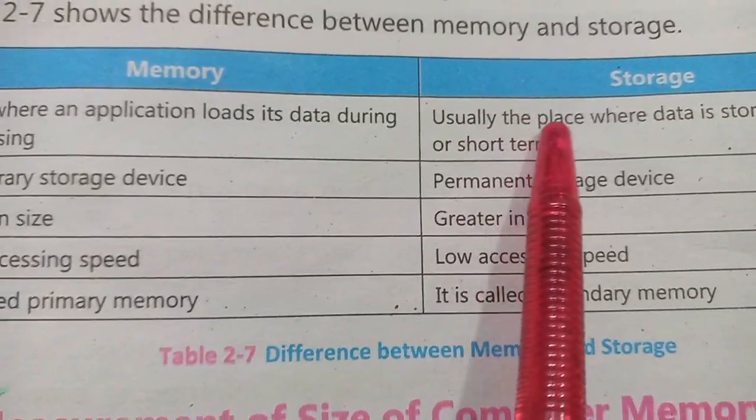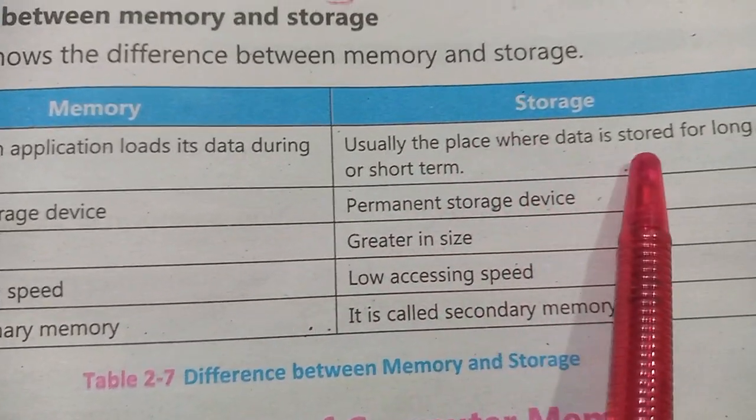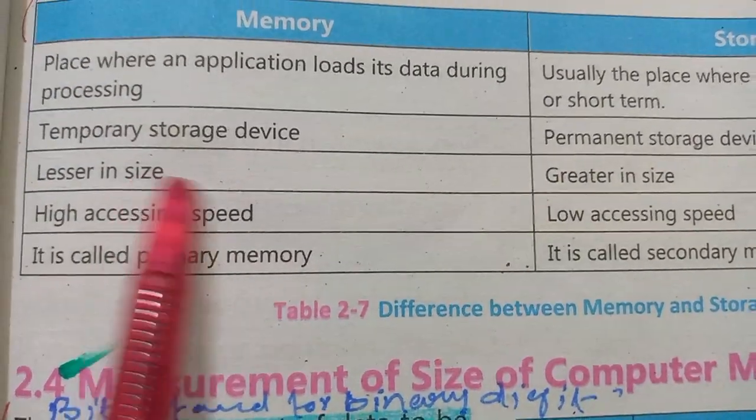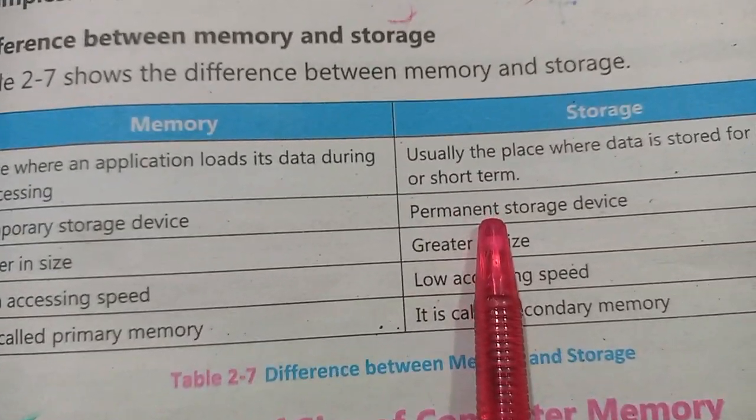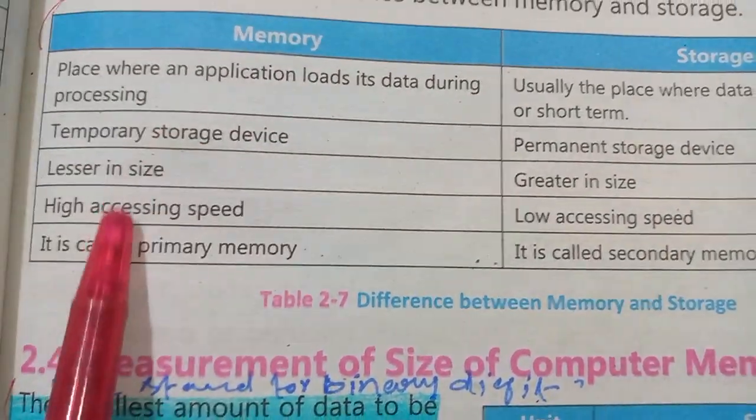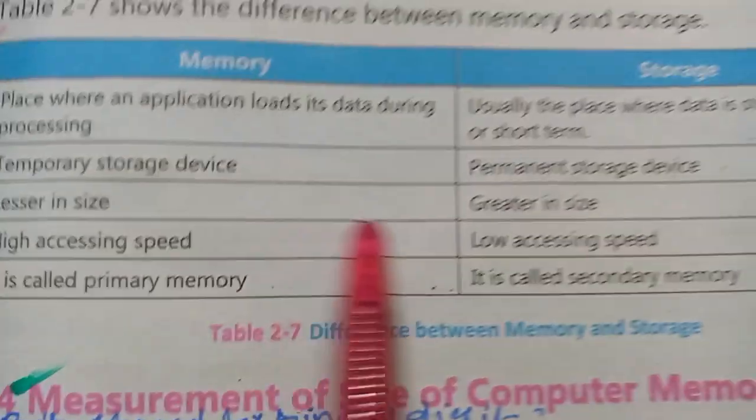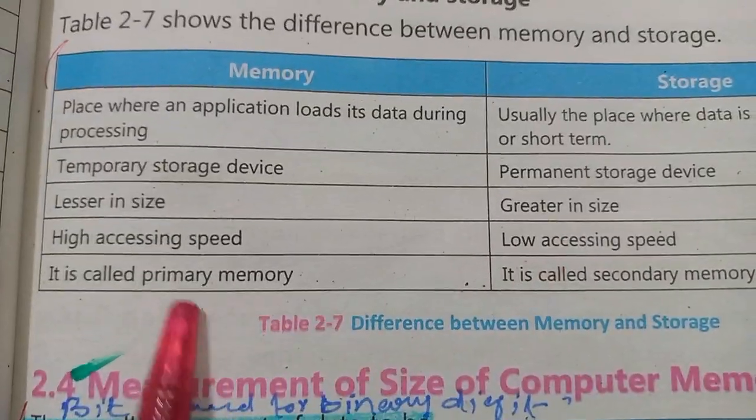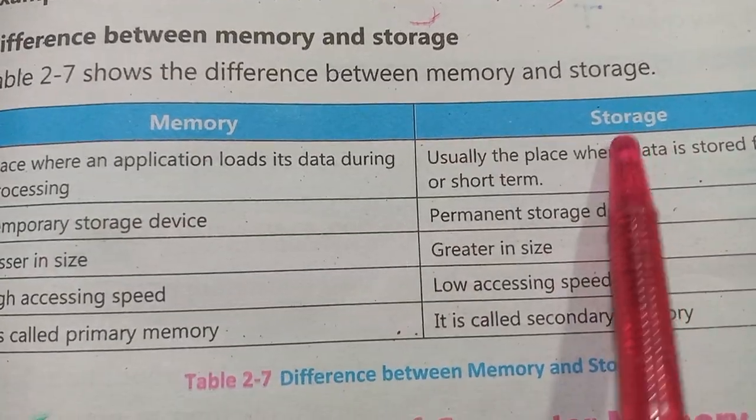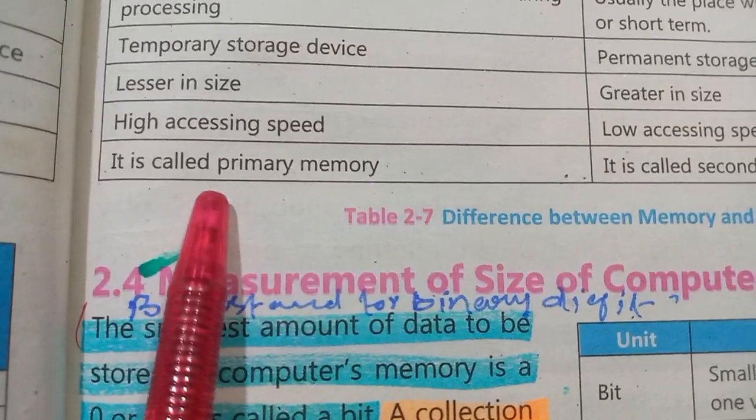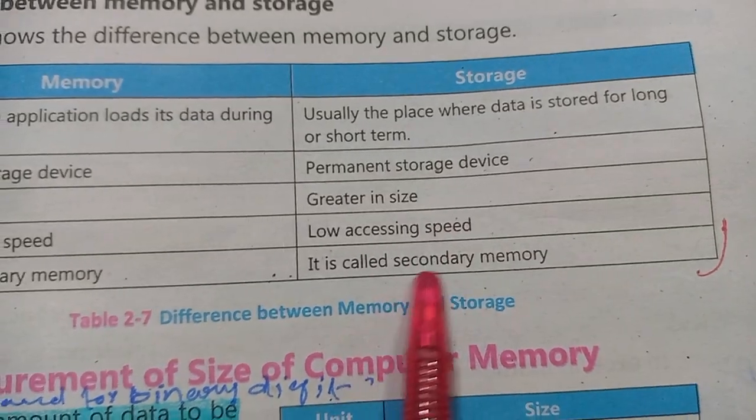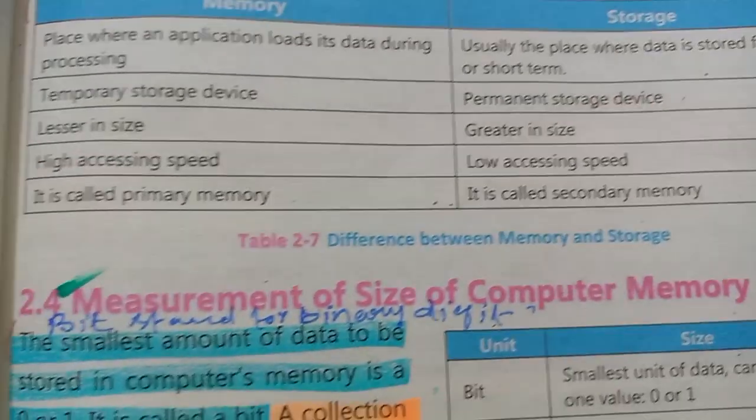And what is a storage device? Usually the place where data is stored for long or short term. Second point: for memory it is a temporary storage device, and for storage it is a permanent storage device. Third point: memory is lesser in size, and a storage device is greater in size. Next point: memory has high accessing speed, and storage has low accessing speed. And the last point: memory is called primary memory, and storage is called secondary memory.